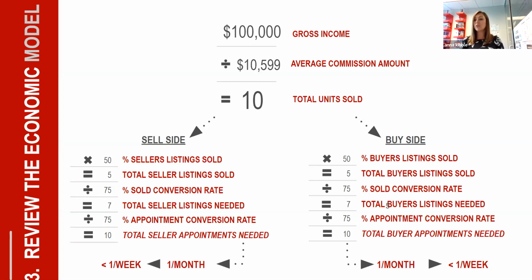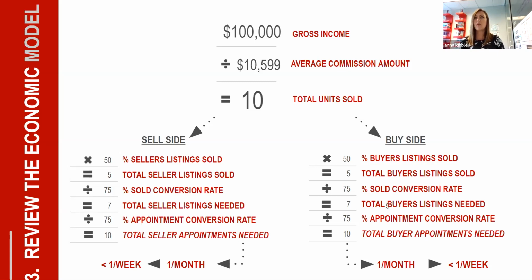And if you were to meet with 1 buyer and 1 seller a month, you would blow this number out of the water, because then you'd be on deck to do 11 or 12 transactions this year, 13 or 14 maybe, depending on your conversion rates, rather than just 10.